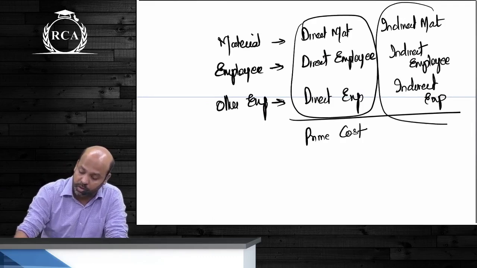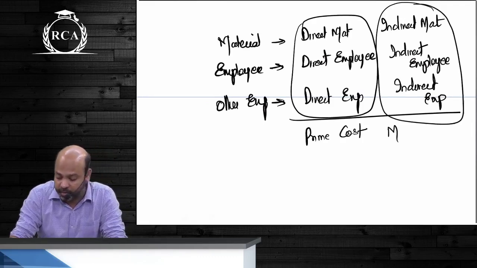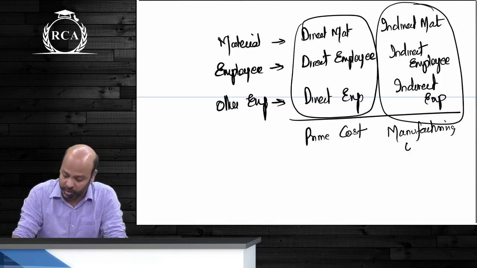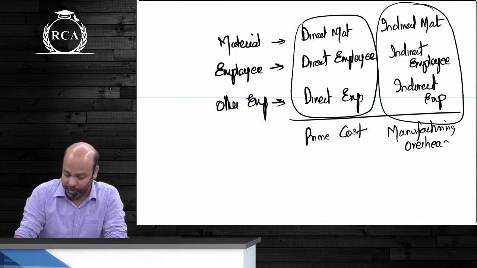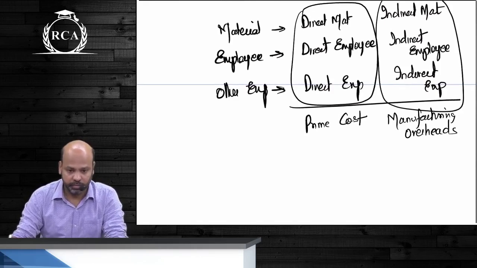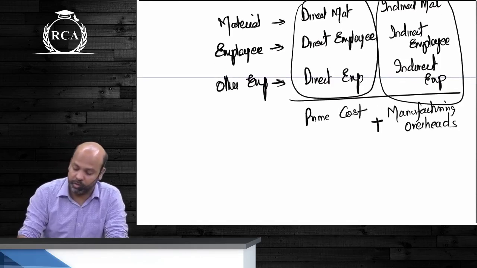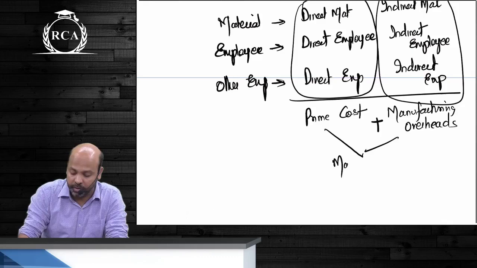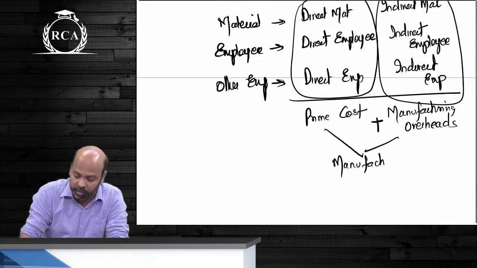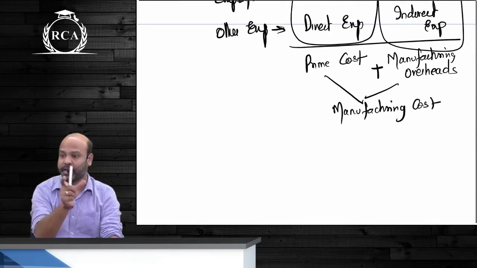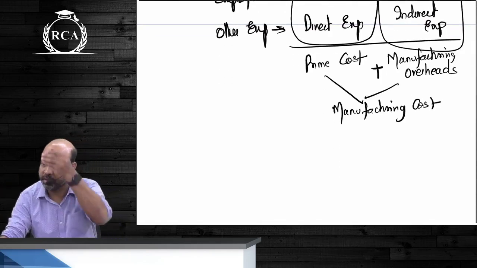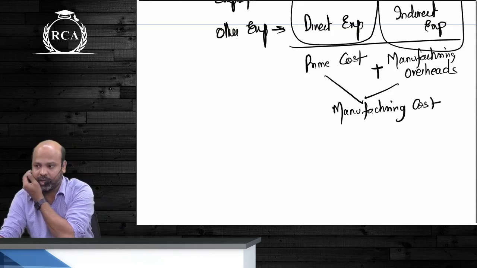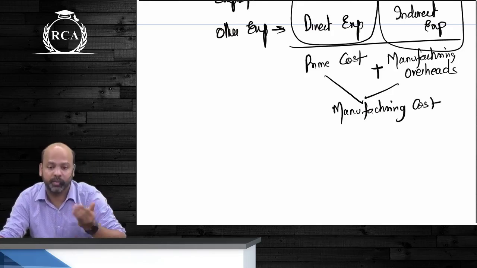The sum total of all the indirect expenses will be manufacturing overheads. Earlier I would just say overheads, but now let's use the word manufacturing overheads. The sum total of prime cost and manufacturing overheads will be your manufacturing cost. Total manufacturing cost is divided into direct expenses and indirect expenses. Under each of the heads, direct and indirect, you will have material, employee and other expenses.